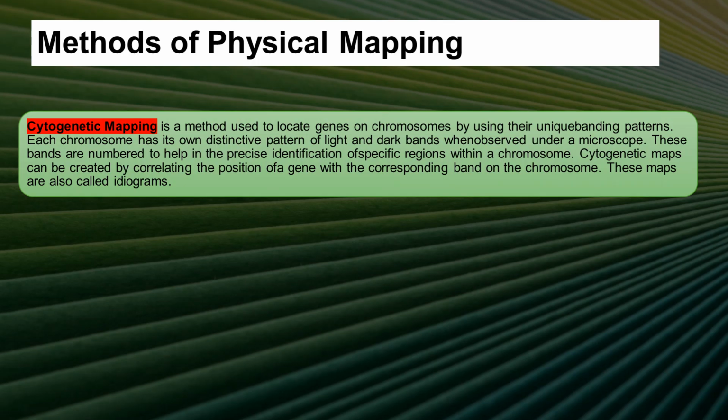Cytogenetic mapping is a method used to locate genes on chromosomes by using their unique banding patterns. Each chromosome has its own distinctive pattern of light and dark bands. When observed under a microscope, these bands are numbered to help in the precise identification of specific regions within a chromosome. Cytogenetic maps can be created by correlating the position of a gene with the corresponding band on the chromosome. These maps are also called ideograms.